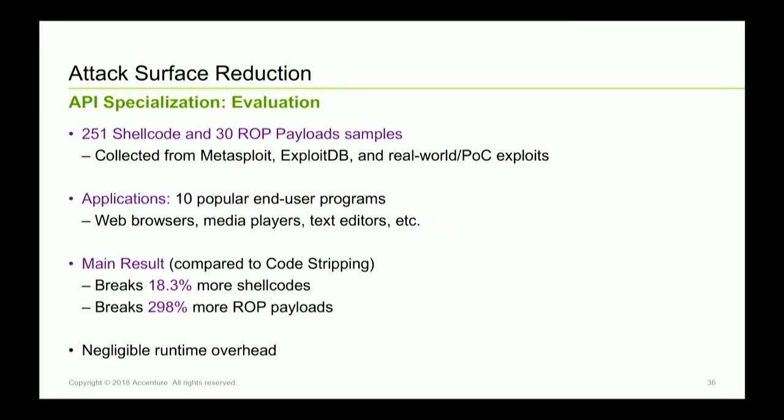So these are the results. We took 251 shellcodes and 30 raw payloads that apply to common applications. We took 10 what we call popular end-user programs, and you're going to see the names, right? It's Zip, VLC, Chrome, and things like that. So it's real world, right?